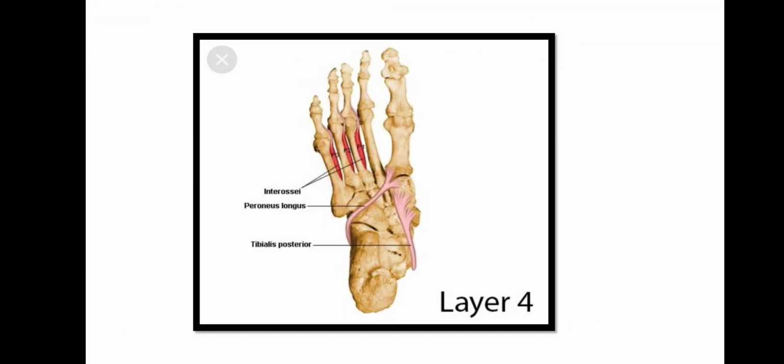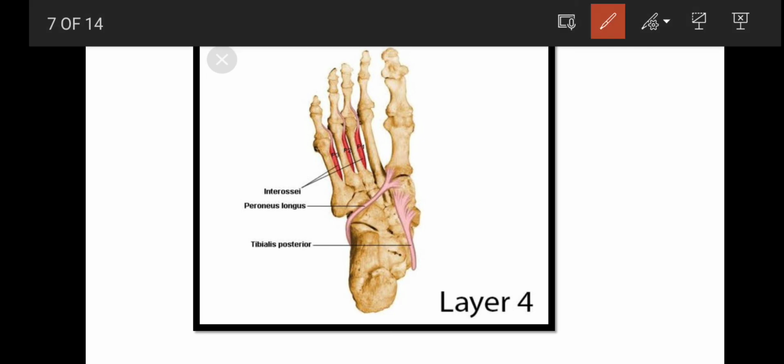Now, what about layer 4? We have to understand that the fourth layer comprises two tendons from the muscles on the back side of the leg. Those two muscles are tibialis posterior and peroneus longus. We have discussed tibialis posterior and peroneus longus. They take their origin from the fibula part and insert towards the fourth layer of the sole. Now, where do they insert?